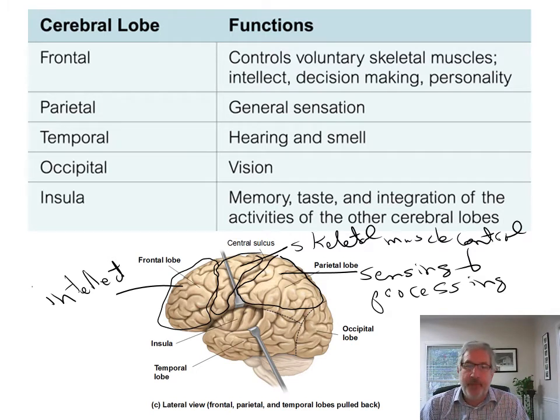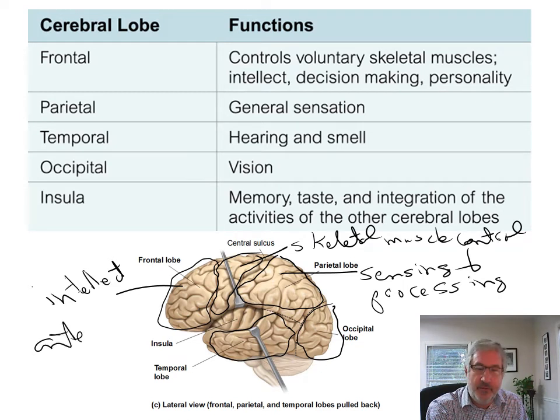that sensory input. The temporal lobe down here is all for, so what is it next to? It's next to your ear, so hearing is taken care of there. Also smell is taken care of down there. The occipital lobe back here, interesting enough, your eyes are in front of your head, so this is anterior, but the occipital lobe is back here, so vision is actually taken care of in the back of the brain. And then the insula here takes care of memory, taste, and integrates activities of the other lobes.